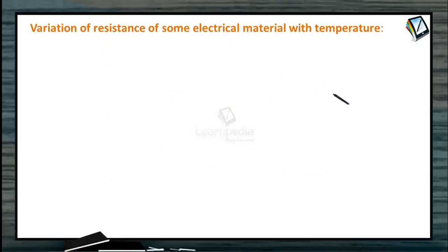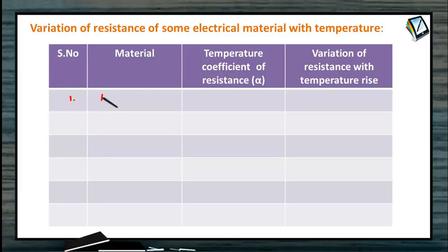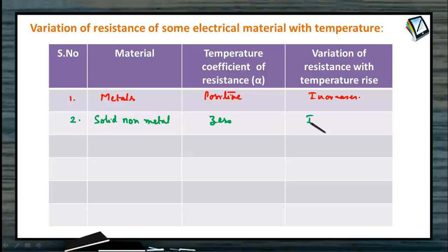Variation of resistance of some electrical materials with temperature. First, in the case of metals, the temperature coefficient of resistance is positive. That is, with increase in temperature, resistance also increases. Second, solid non-metals: the temperature coefficient of resistance is 0, so the resistance is independent of temperature rise. Semiconductors have a negative temperature coefficient of resistance. With increase in temperature, a semiconductor's resistance decreases.